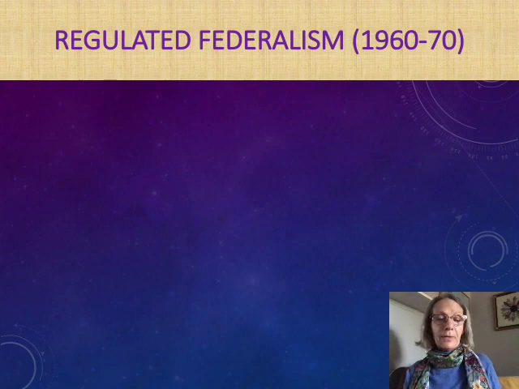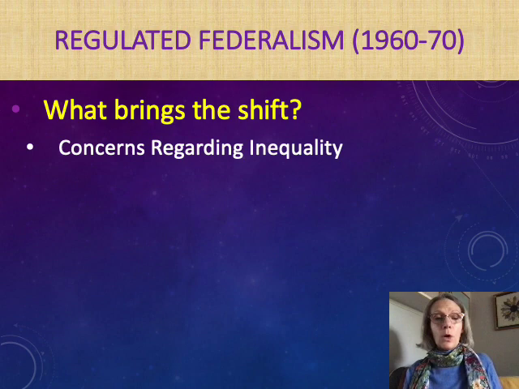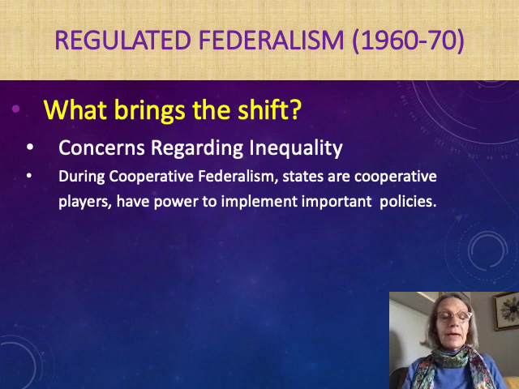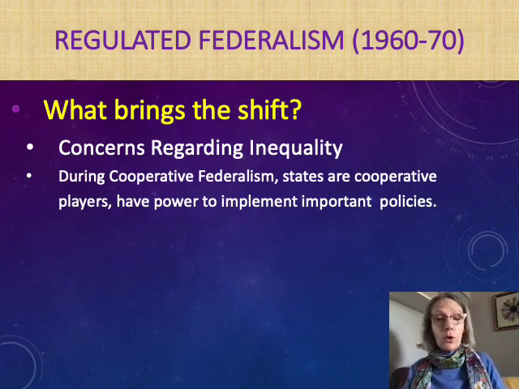So what brings about the shift from cooperative federalism to regulated federalism? Well, what brings about the shift is growing concern in Congress and the national government in Washington, D.C. about inequality throughout the nation. And so under cooperative federalism, states are cooperative players with the goal of achieving national goals.